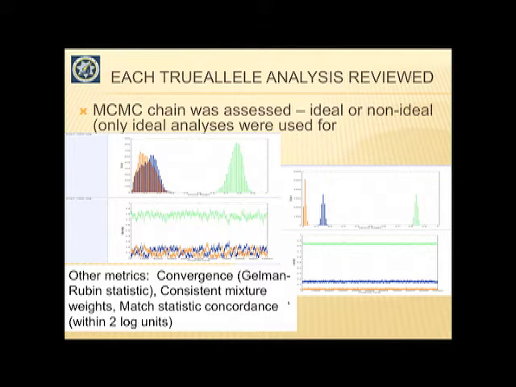But we also assess other metrics: the convergence, which is the Gelman-Rubin statistic; the consistent mixture weights between independent analyses, because you expect and we want to see reproducibility; and then the match statistic concordance, which is given in log likelihood ratio values. We expect those to be within 2 log units for reproducible runs.